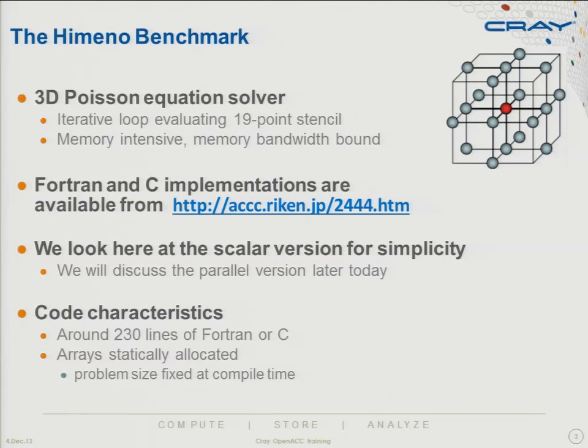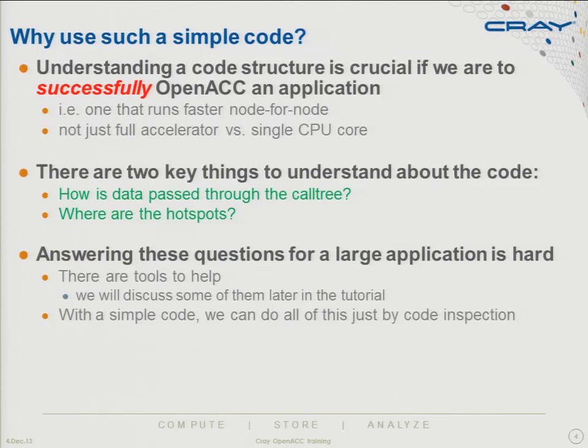It's a simple code, and the reason we're starting with that is because we'd like to be able to port this quite quickly and show it working and show the process. But a real code is very, very complicated and has a lot of complexity that we don't really want to get into. If we want to successfully port a code, we need to know 2 things. How is data moved around between the different routines, and which routines take the most time?